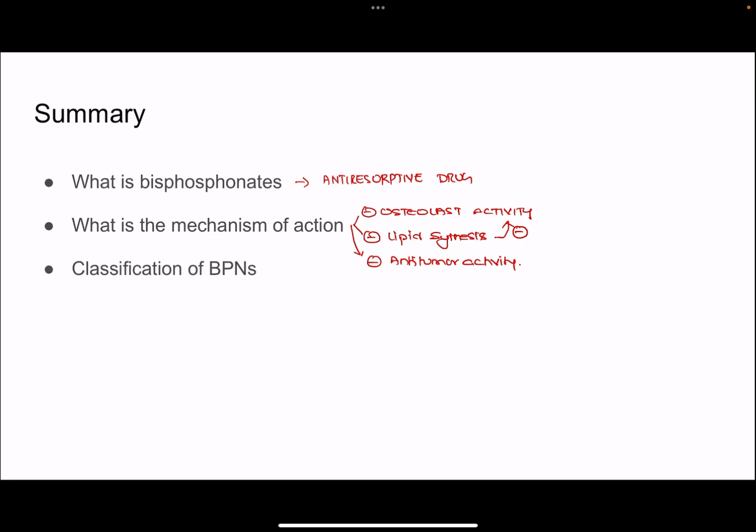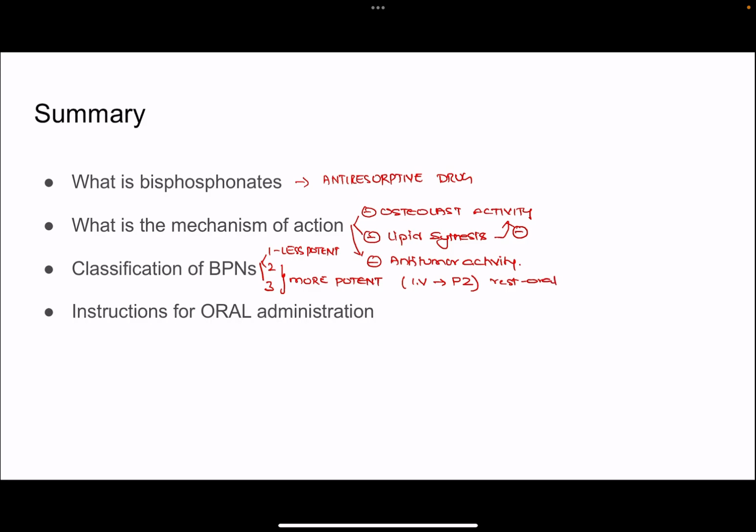And classification, you have got the first generation, second generation and third generation. So usually the first generation is less potent, and the second and third generation are more potent because of their nitrogenous compounds. And here also you can remember, the only drugs which are given through IV infusion are your pamidronate and zoledronate. The rest are given through oral route.